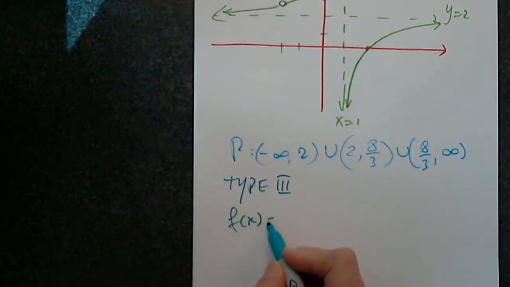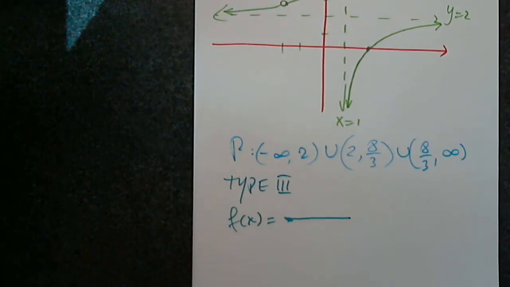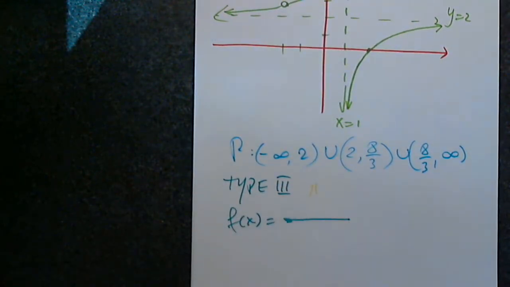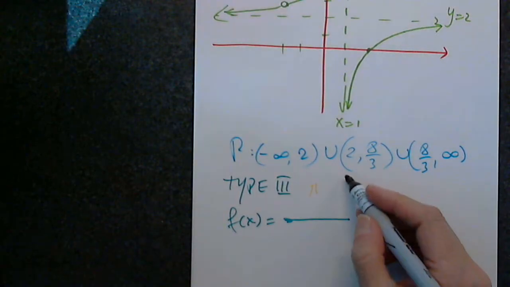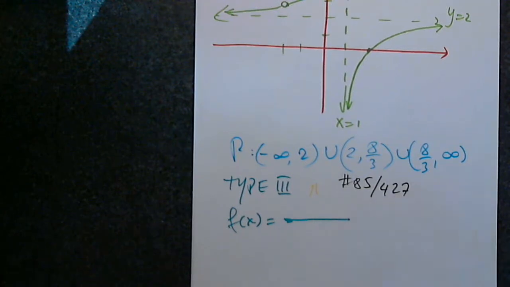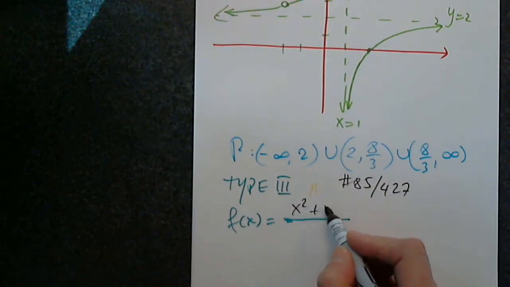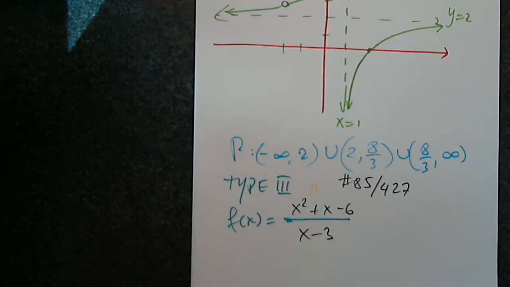Type 3 is, for example, f of x. Let's choose from page 427. Let's start with 85. Okay, so here it is: x squared plus x minus 6, divided by x minus 3.